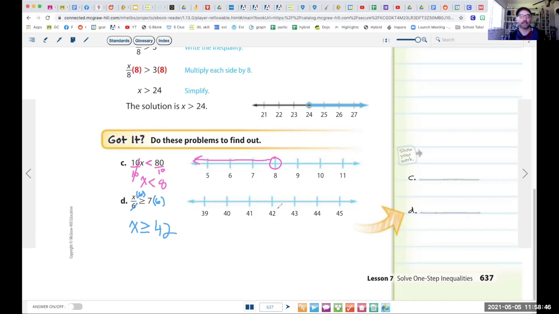Now let me ask you this. I'm going to draw a circle around 42. Should I color in the circle? What do you think? Right, because it's greater than or equal to, I color in the circle, and everything that's greater than or equal to 42, my arrow goes that way. All right, awesome.